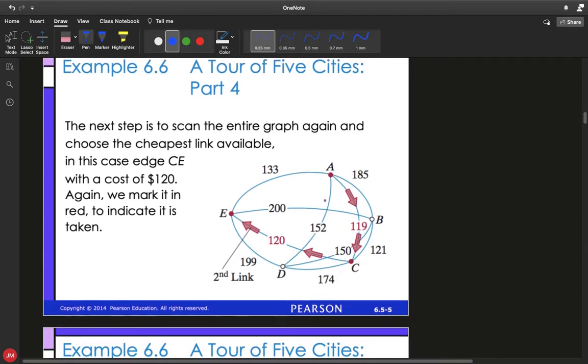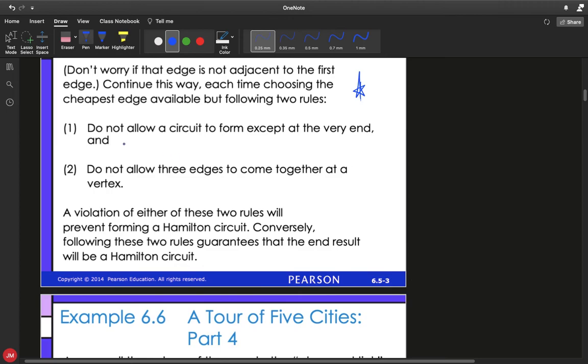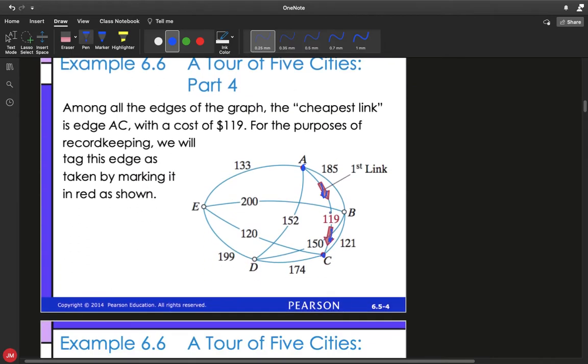So after 119, our next cheapest is 120, which connects C to E. So that's going to be the next one that we'll take, and again, we've got that indicated with these arrows. Now, thinking ahead, it might be tempting to look for our next cheapest, which we would normally think of as being 121 from B to C. But that's going to be a problem because we already have two paths coming from this vertex C. If we add 121, that's going to be a third path, and that violates this second rule where we're not going to allow three edges to come together at a single vertex.